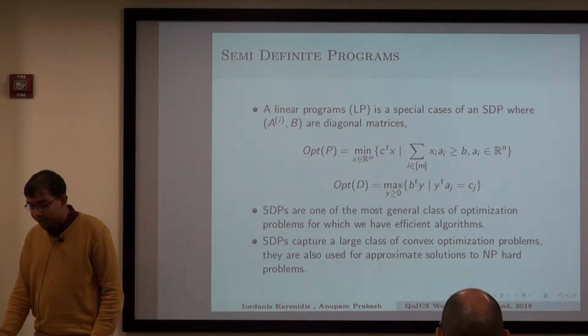SDPs are interesting because they are one of the most general classes of optimization problems for which we have provably polynomial time efficient algorithms. Further, they capture a very large class of convex optimization problems, and they are used for approximate solutions to NP-hard problems like max cut, as we saw in the morning.